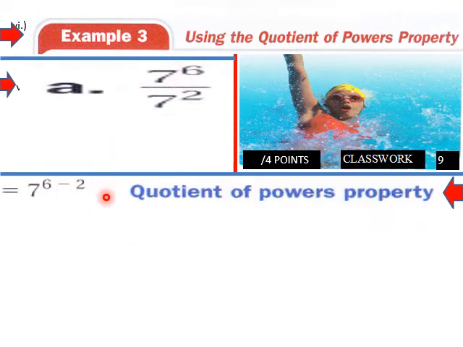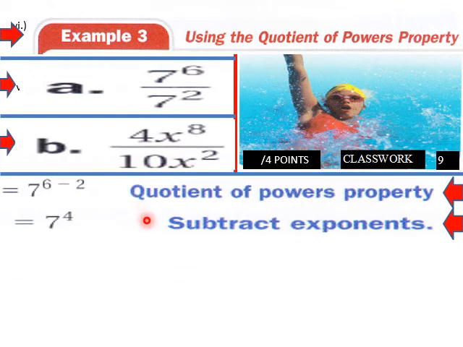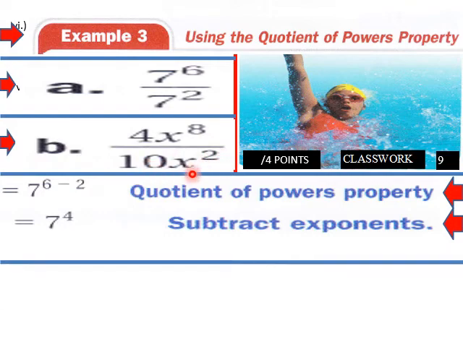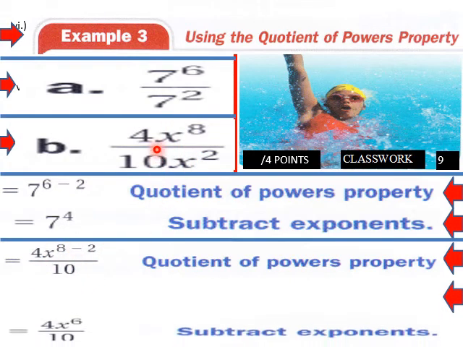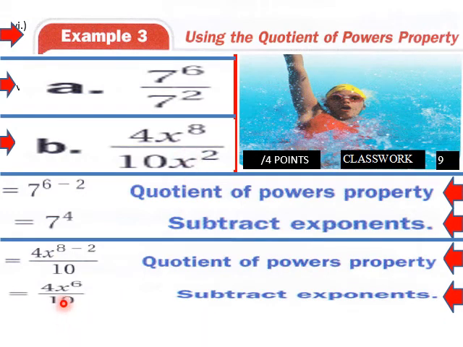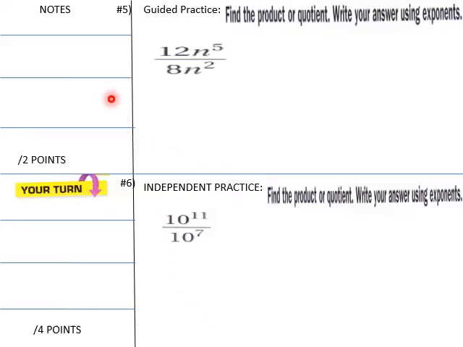Let's get into another example here using the quotient of powers. 7 to the 6 minus 2. What would that equal? That would be 7 to the 4th power. And then for b here, 4x to the 8th over 10x squared. So it'd be 4x to the 8 minus 2, because here's your same base here. The 10 would stay down in the denominator, and you'd simplify further. 4x to the 6 over 10, and even further, 2x to the 6 over 5. We factor out 2 out of numerator and denominator, and that would be your quotient there.